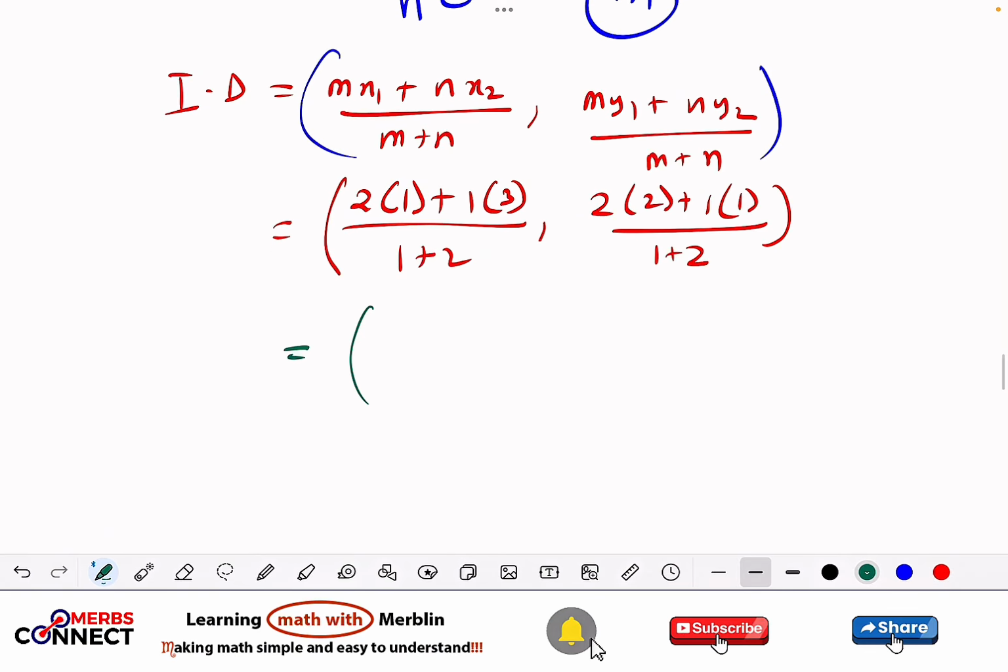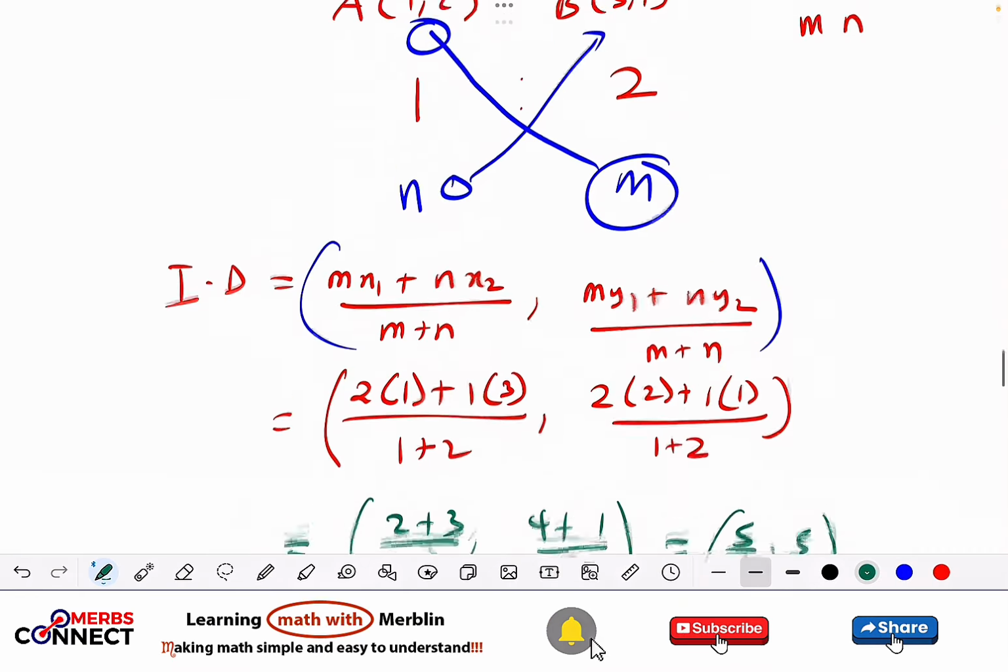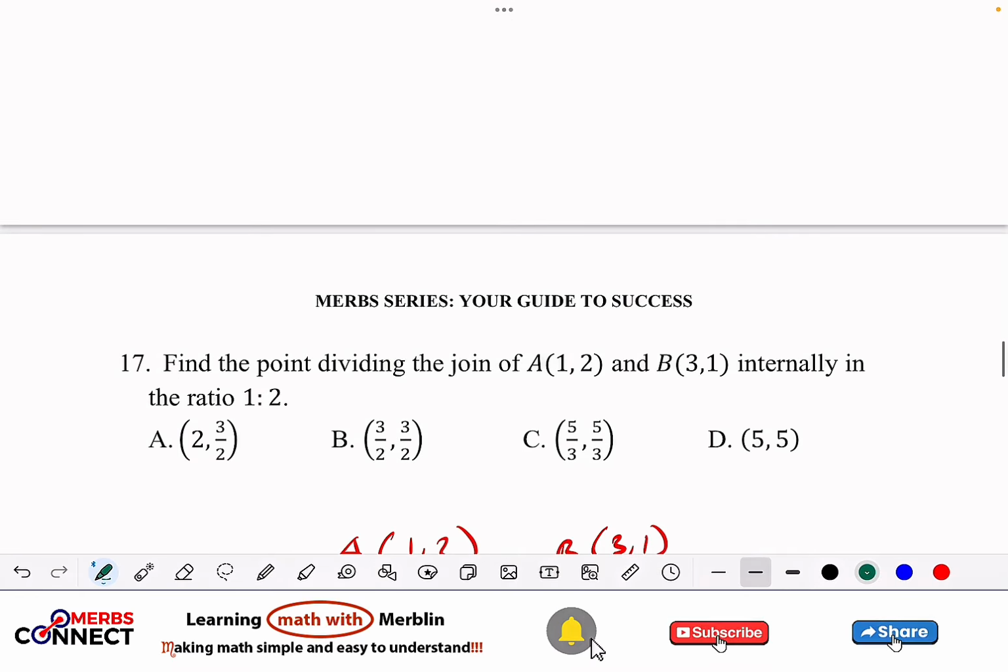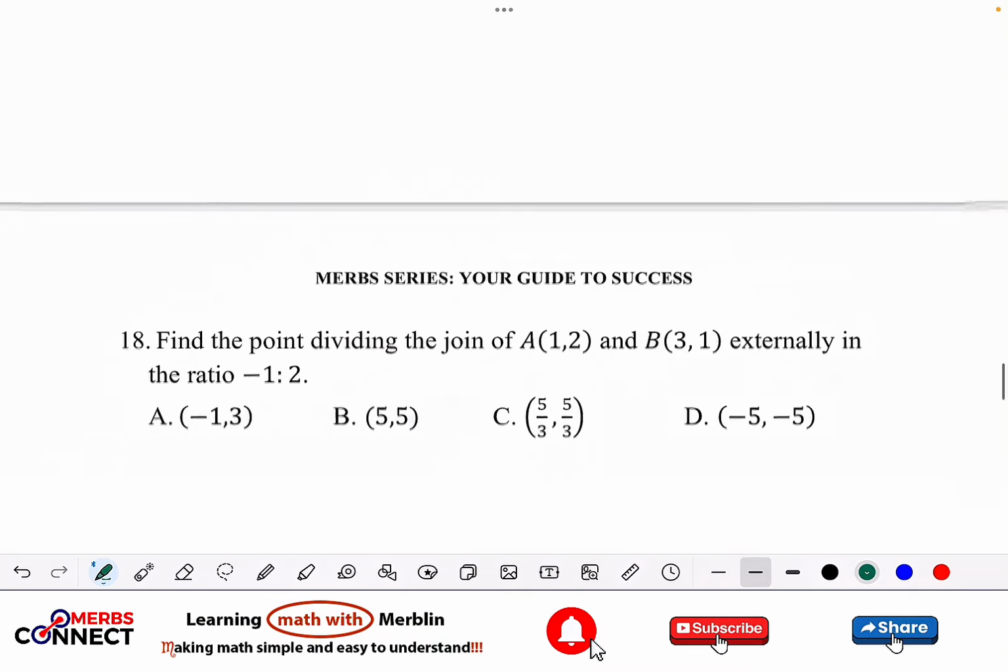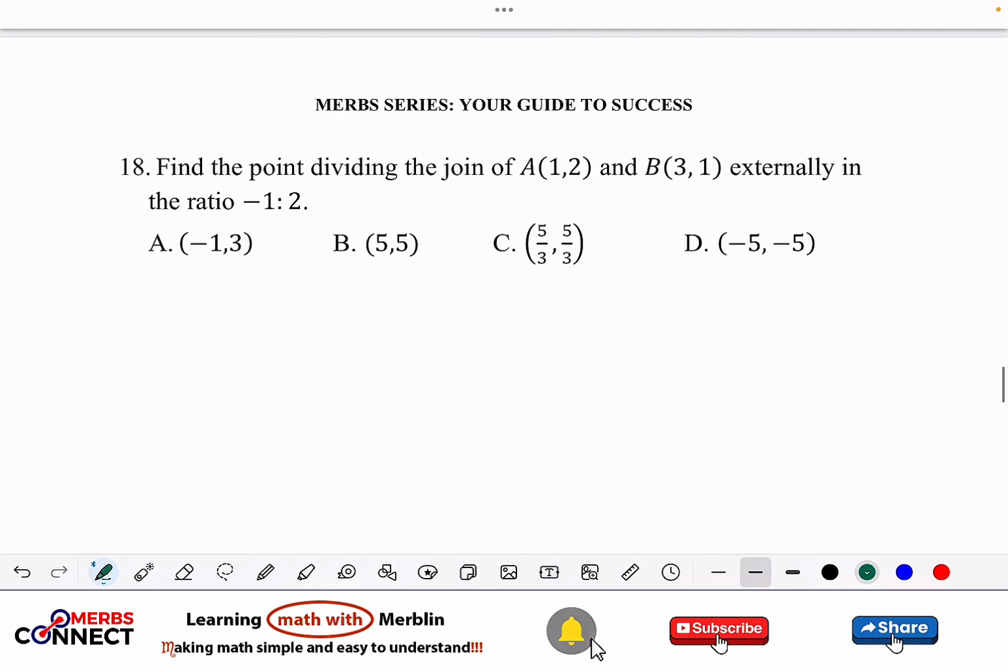So from here, I'm going to have 2 plus 3 divided by 3, and then 4 plus 1 divided by 3. So this is going to give us 5 over 3 and 5 over 3. So we scored more than what was expected, 5 over 3. Good. So that will be for 17. Now let's look at question 18.